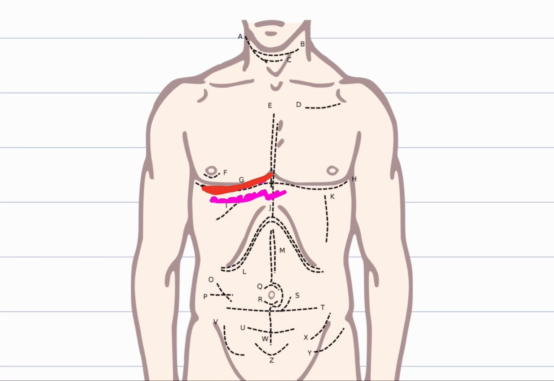So it is basically used for the cholecystectomy or choledocholithotomy or choledochotomy or right hepatic lobectomy. Basically, hepatobiliary surgeries are usually done by using the Kocher's incision or the subcostal incision.